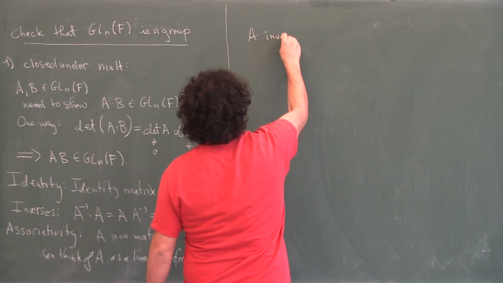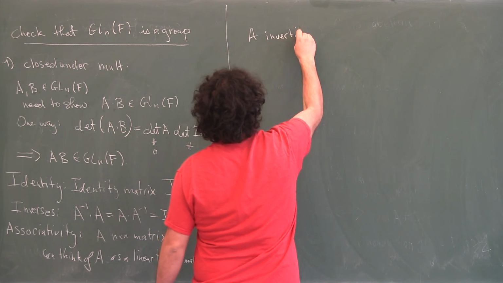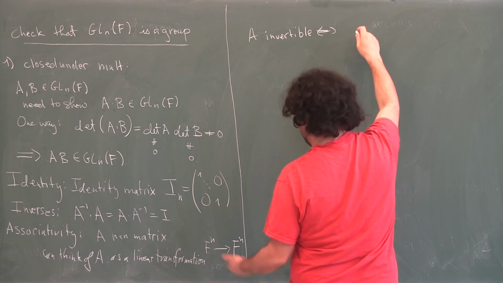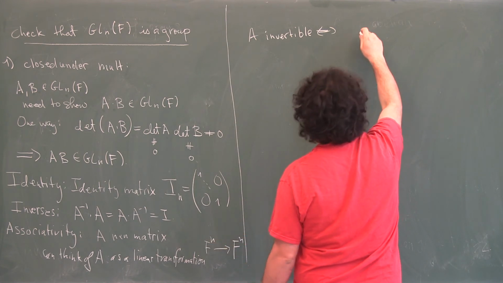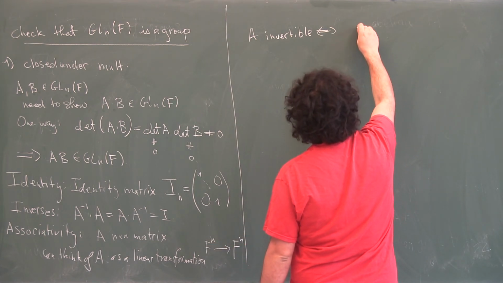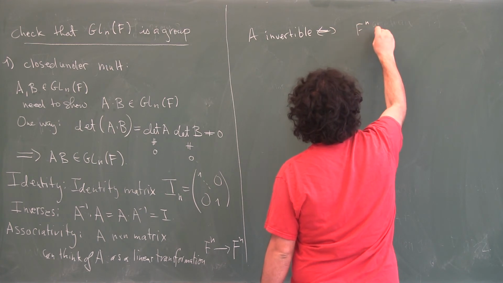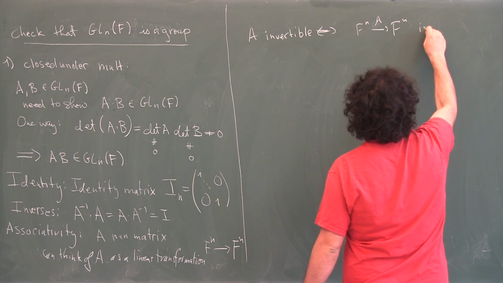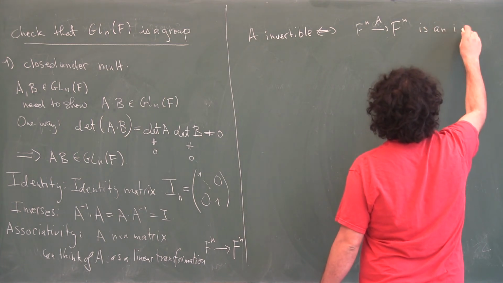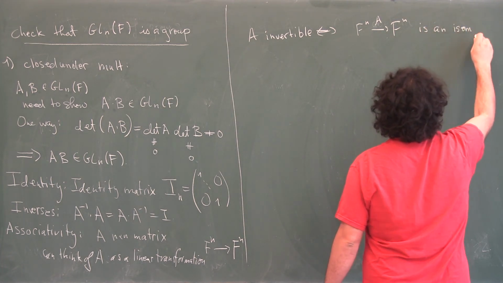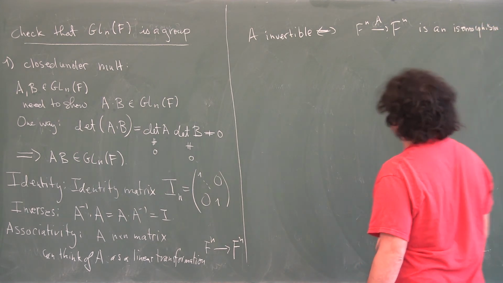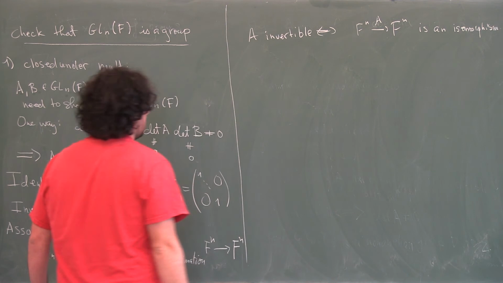And then what does it mean to say that A is invertible? A is invertible if and only if this linear transformation is invertible as a linear transformation. That is, if and only if this map from F^n to F^n is an isomorphism. All right.